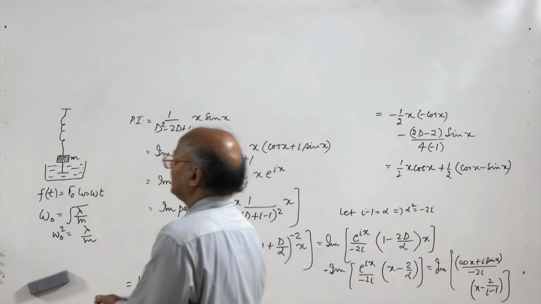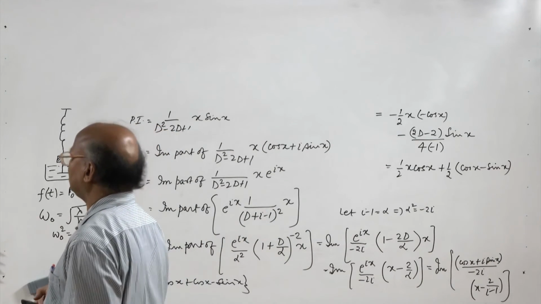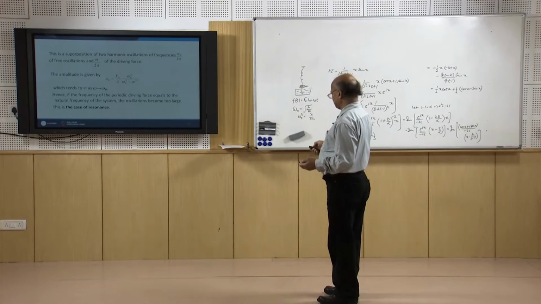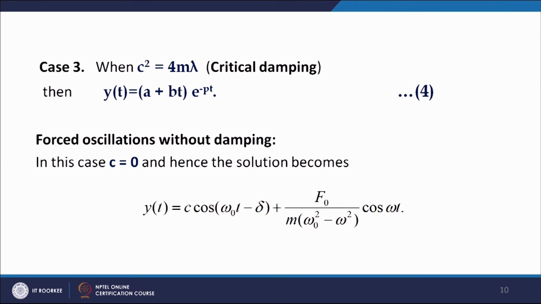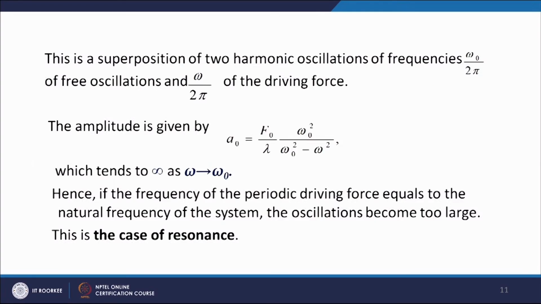So from here if you substitute the value of m in the expression f₀/m times (ω₀² − ω²), when you substitute the value of m from the relation ω₀² = λ/m, we get f₀/λ times ω₀²/(ω₀² − ω²). Now we can see from here, as ω tends to ω₀, this a₀ tends to infinity. So amplitude becomes very, very large. Hence if the frequency of the periodic driving force ω equals the natural frequency ω₀, the oscillations become too large. So this case is the case of resonance.